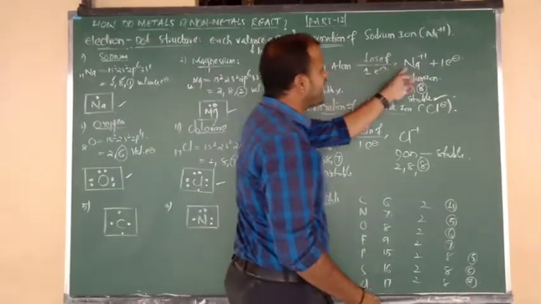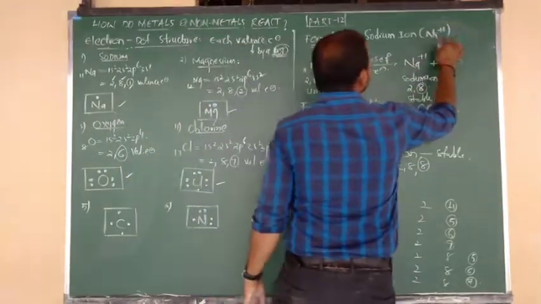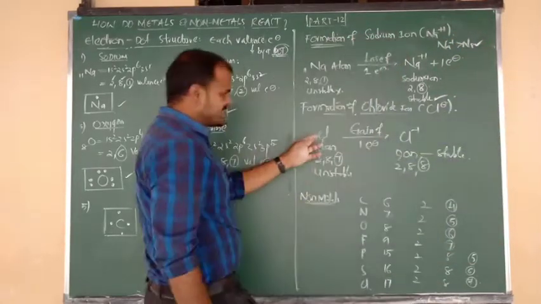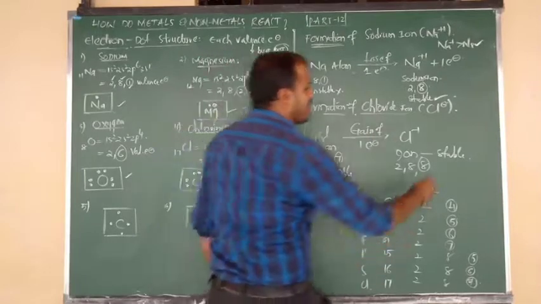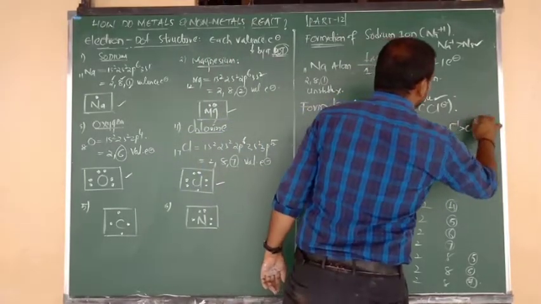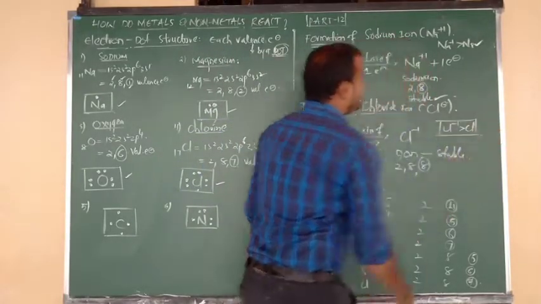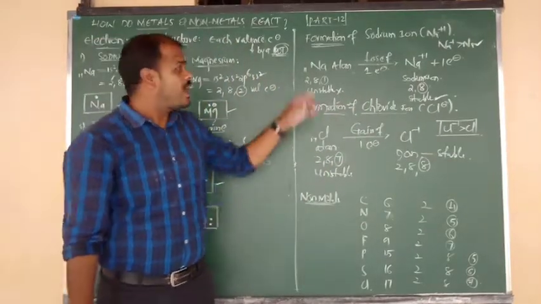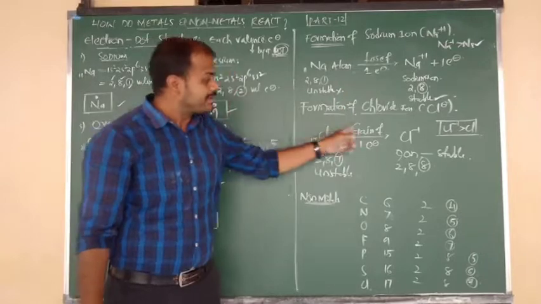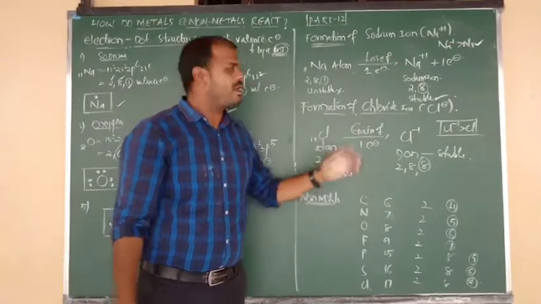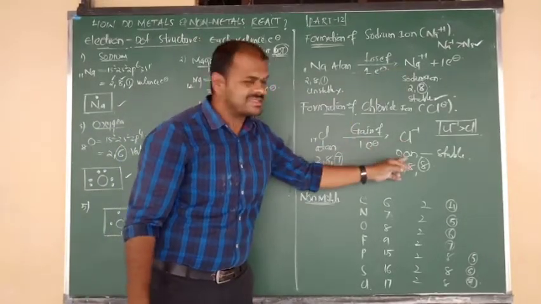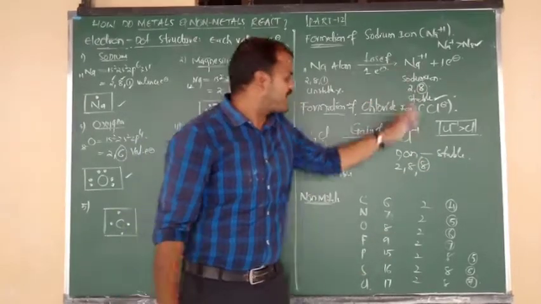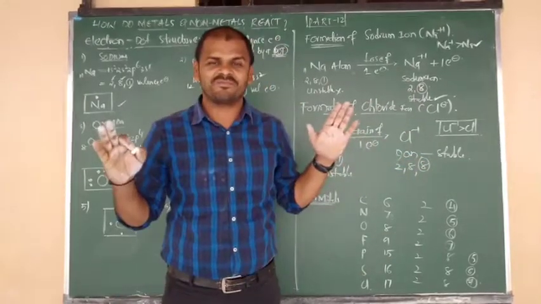So Na plus is more stable as compared to the Na. And Cl minus 1, chloride ion, is more stable as compared to the Cl. In that way, formation of Na plus and Cl minus ions occurs, one by loss of an electron, another by gain of an electron. Whatever the case may be, Na plus and Cl minus both have 8 electrons in the outermost orbit. So both are nothing but stable configurations.